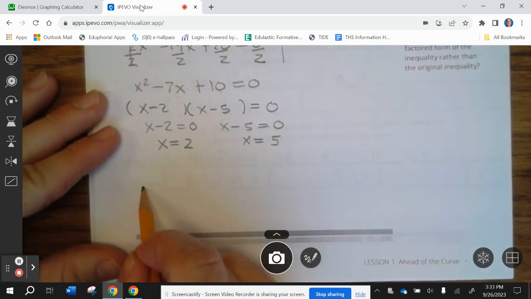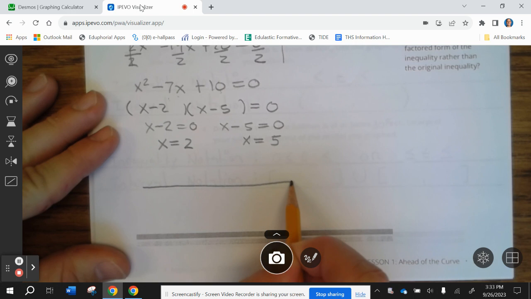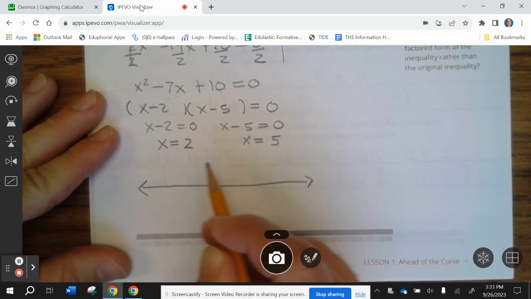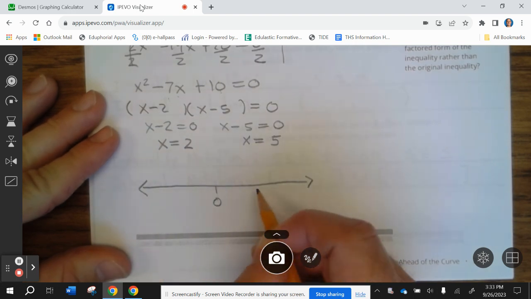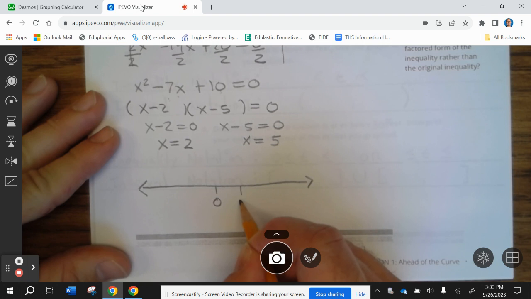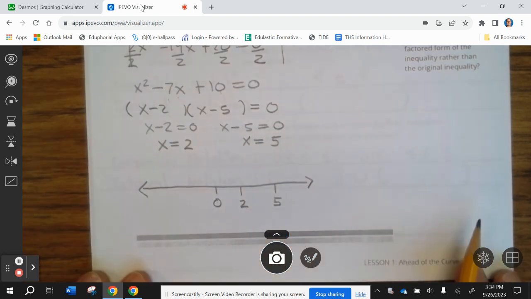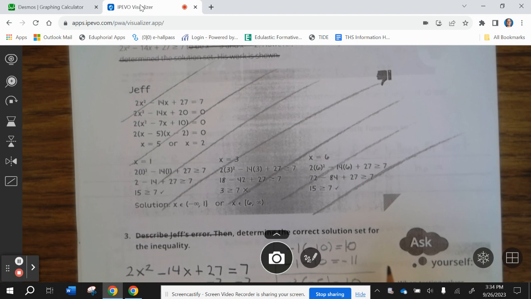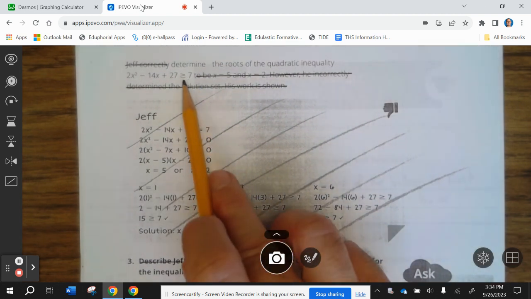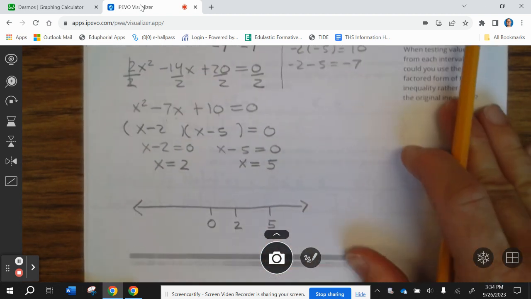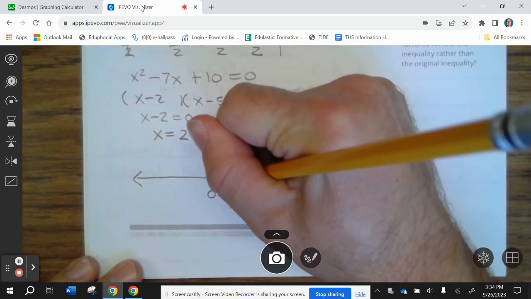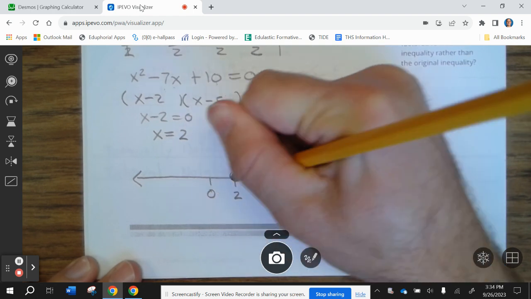Now at this point we need a number line. We always want to put 0 in the middle, and then we have 2 and 5. Now this has a line underneath, so closed circle. So we have a closed circle at 2 and at 5.